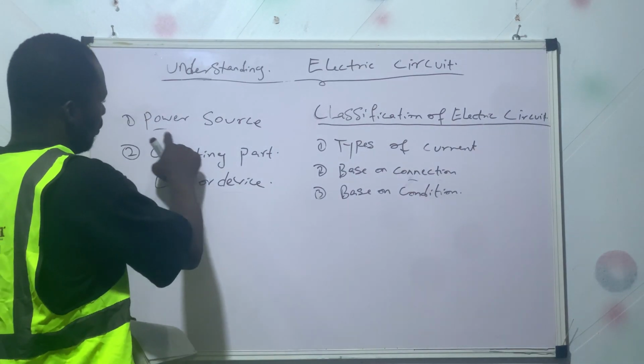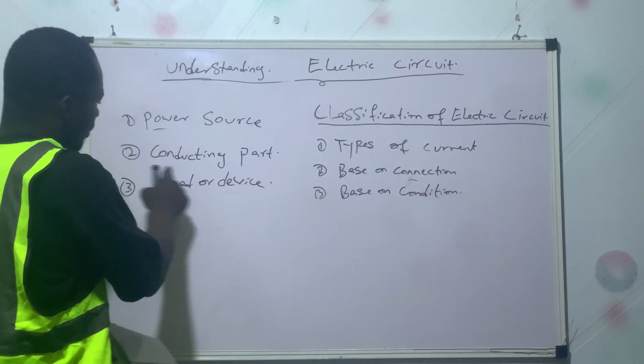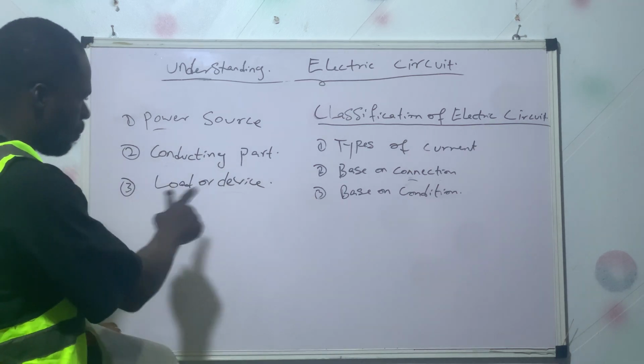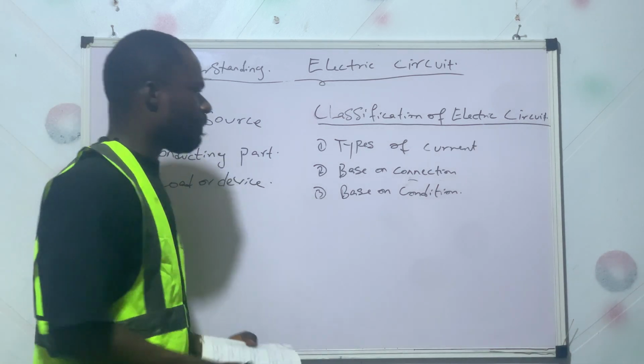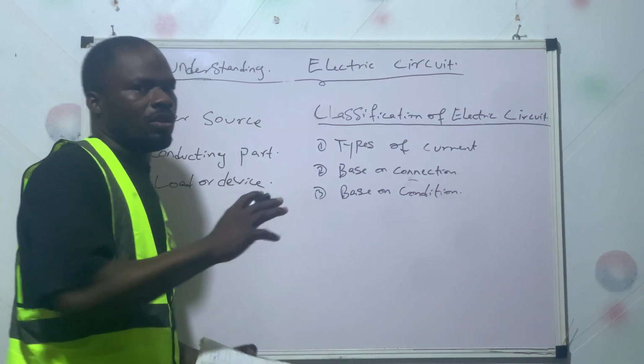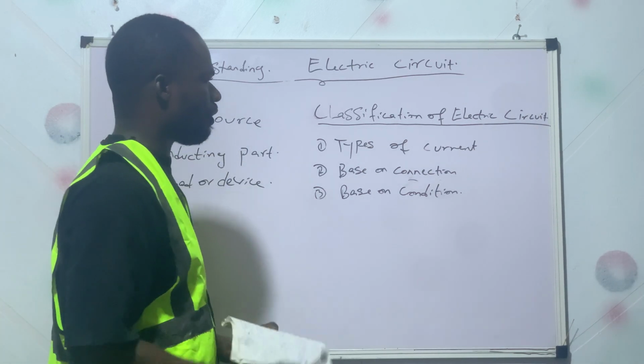The first one is your power source. The second one is your conducting part. Then the third one is your load or device. When you have these three things in place, you have a complete circuit.